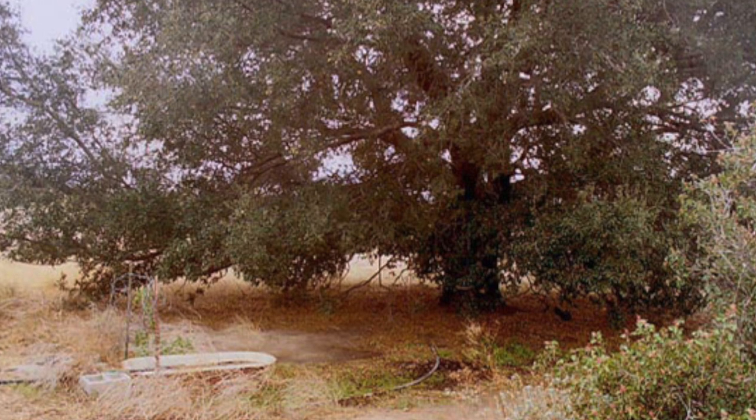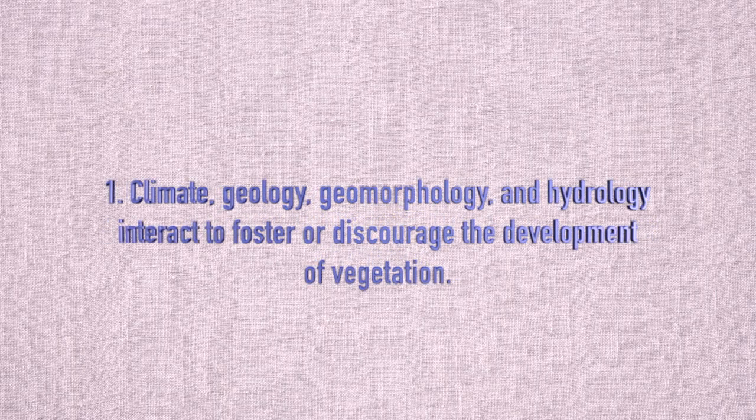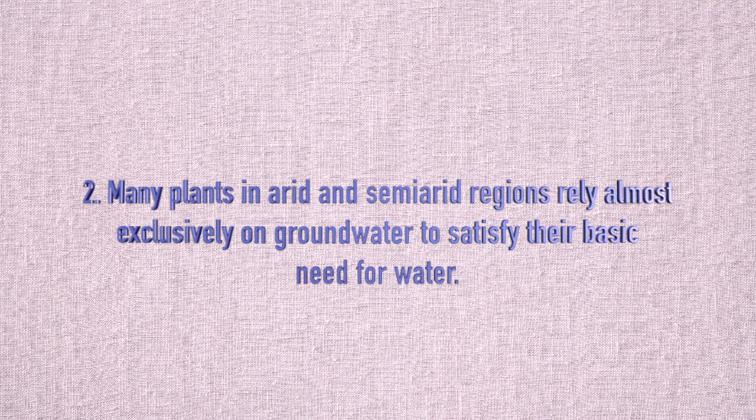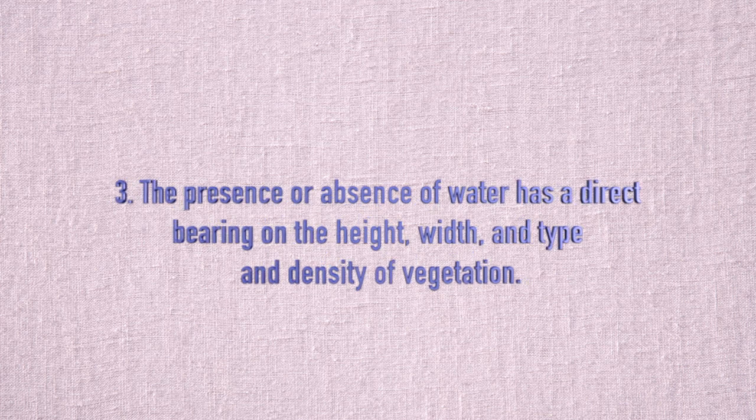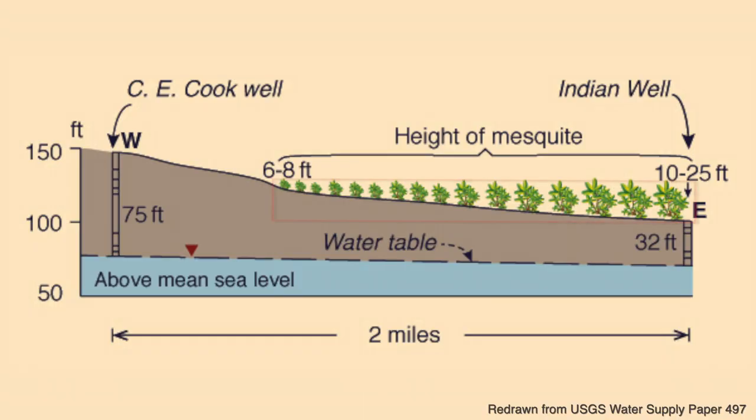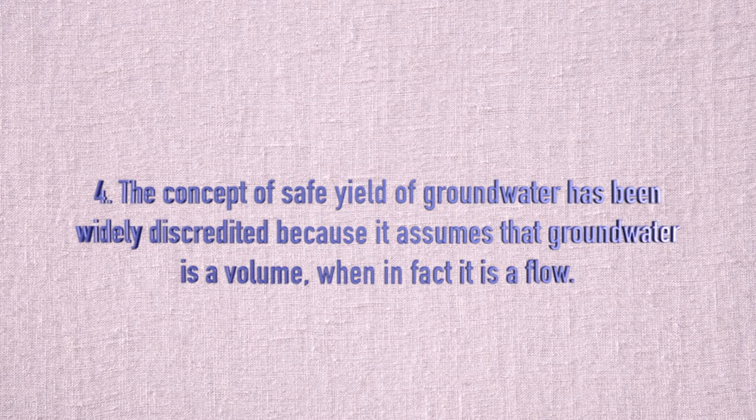The following conclusions are derived from this study. Climate, geology, geomorphology, and hydrology interact to foster or discourage the development of vegetation. Many plants in arid and semi-arid regions rely almost exclusively on groundwater to satisfy their basic need for water. The presence or absence of water has a direct bearing on the height, width, and type and density of vegetation. The concept of safe yield of groundwater has been widely discredited because it assumes that groundwater is a volume when in fact it is a flow.